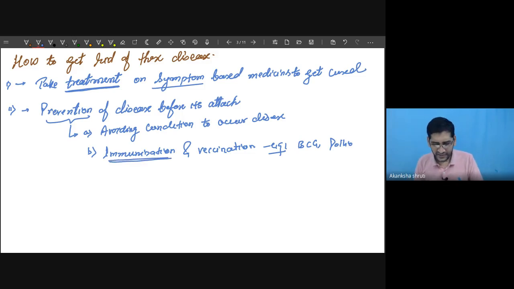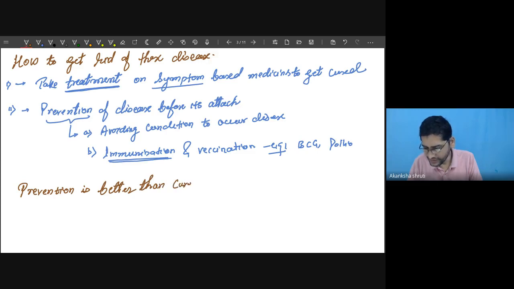Now, students, it is always advised, write it, prevention is always better than cure. Prevention is better than cure. Means though once the disease has occurred you can take the treatment and you may become fit, still it is advised you should prevent or avoid the attack of disease.